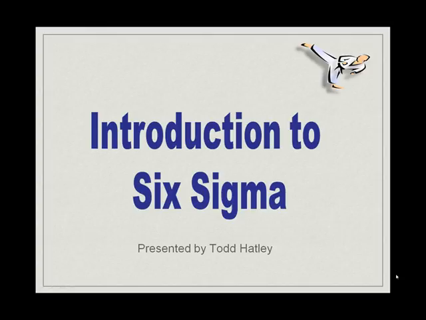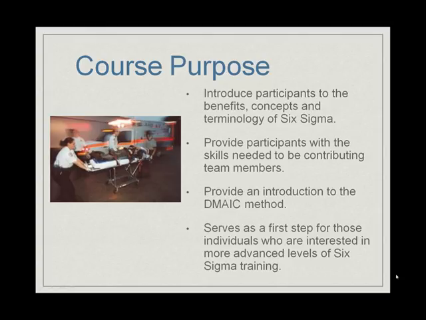What I want to present to you in this lecture is actually an introduction to the Six Sigma courses that exist. Specifically, this is the introduction to a Six Sigma Yellow Belt course, which is usually a 2-day, 16-hour program that introduces students to Six Sigma. The idea of the Six Sigma course is to introduce participants to the benefits, concepts, and terminology of Six Sigma, to provide participants with the skills needed to be a contributing team member, to provide an introduction to the DMAIC method, and to serve as a first step for those individuals who are interested in more advanced levels of Six Sigma training.